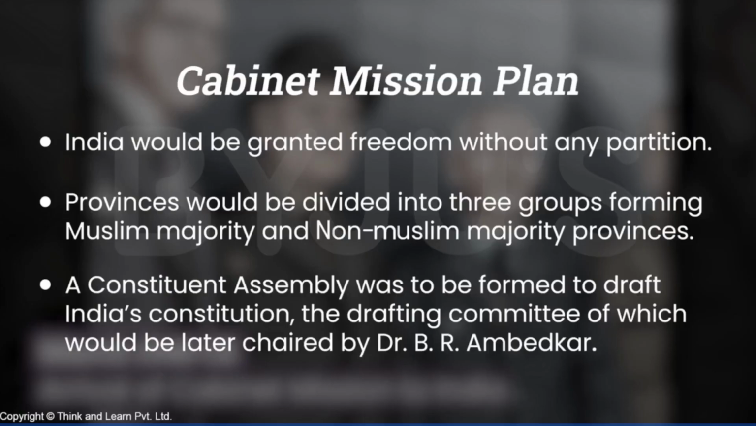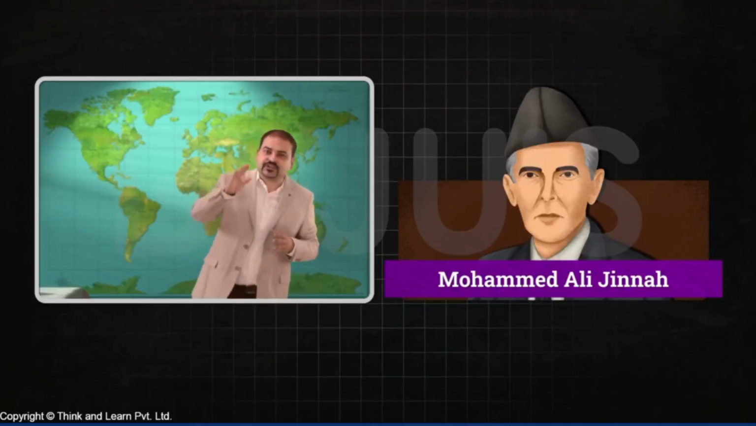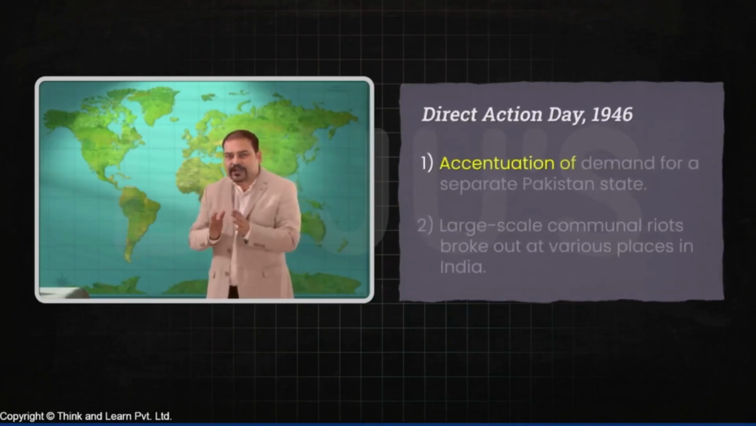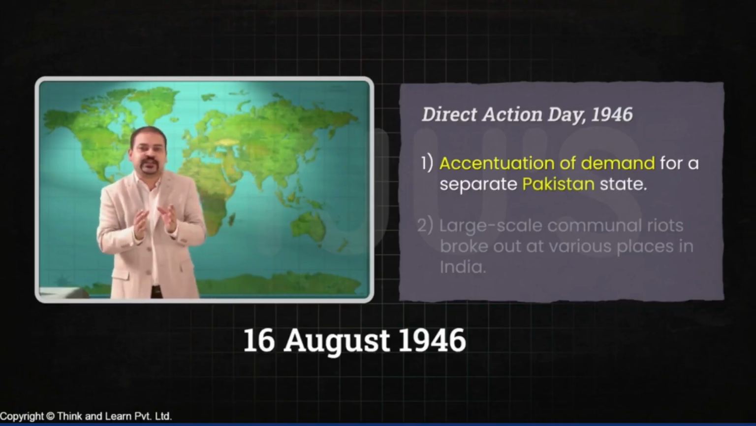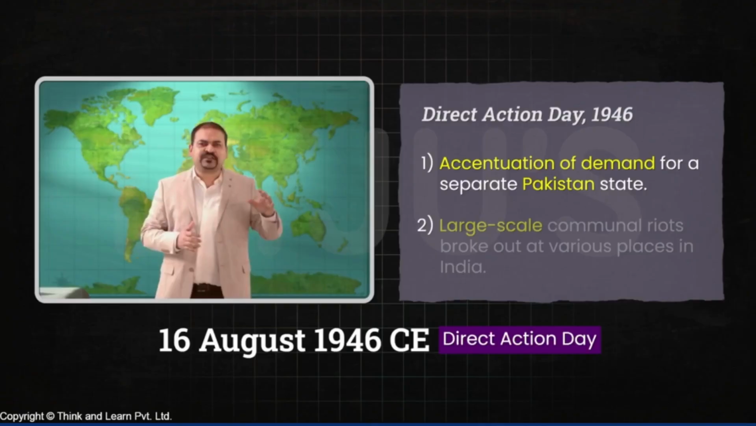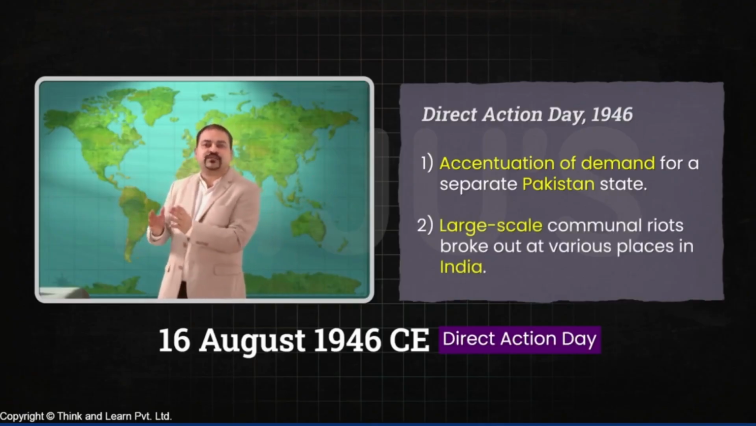While Congress had their apprehensions, they accepted the Viceroy's invitation to form the new interim government. But Jinnah and the Muslim League were not satisfied, as it rejected the demand for a full-fledged Pakistan. They wanted to accentuate their demand for a separate Pakistan state and protested by calling 16th August 1946 as Direct Action Day. Many large-scale communal riots broke out at various places in India, causing equally large fatalities. With the rise of communalism in India, partition seemed evident at this point.